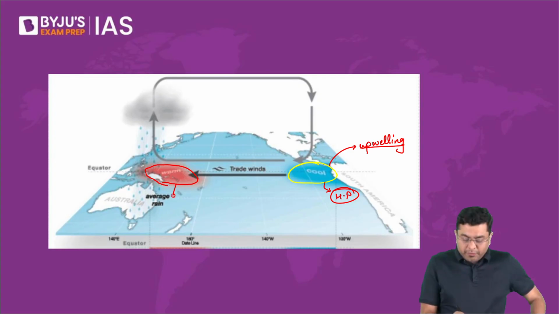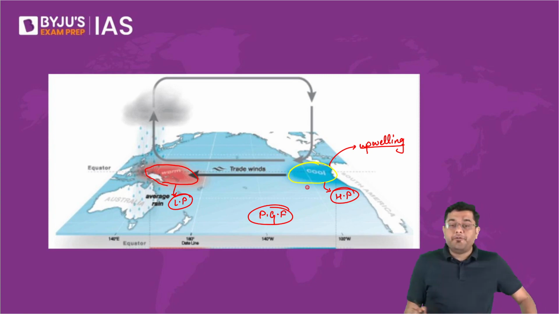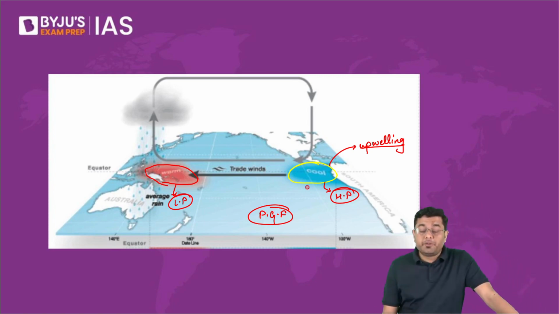You have a condition of low pressure, isn't it? So this is a pressure gradient force. So when you have a pressure gradient force, there is going to be a wind movement. Wind always blows from a high to a low.